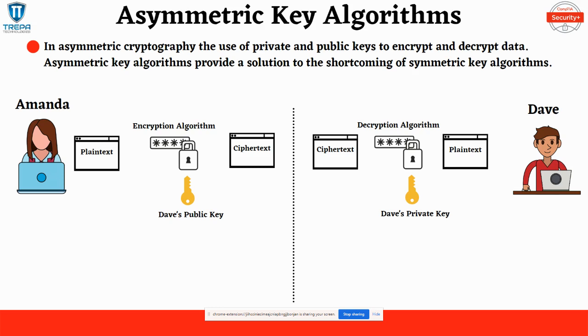For example, let's take a look at this screen here. Let's say our sender, Amanda, wants to send encrypted data to Dave. Amanda will encrypt her data in these steps. First, Amanda will take Dave's public key, right? She's going to take Dave's public key and use it to encrypt her data. Once Amanda has encrypted using Dave's public key, she will transmit the data, which is now in ciphertext, right?